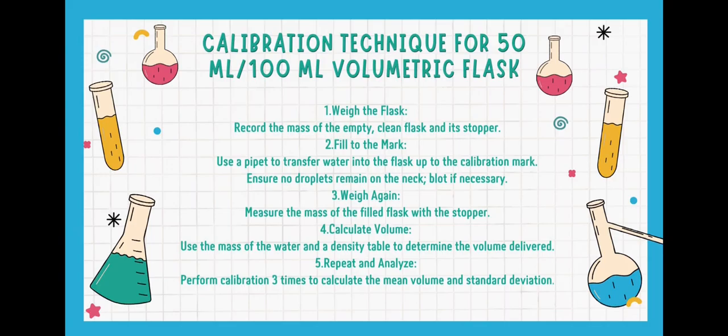Third step is to weigh again. Measure the mass of the filled flask with the stopper. Fourth step is to calculate volume. Use the mass of the water and a density table to determine the volume delivered. Last step is to repeat and analyze. Perform calibration 3 times to calculate the mean volume and standard deviation.